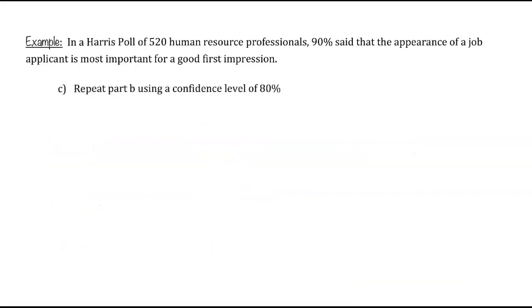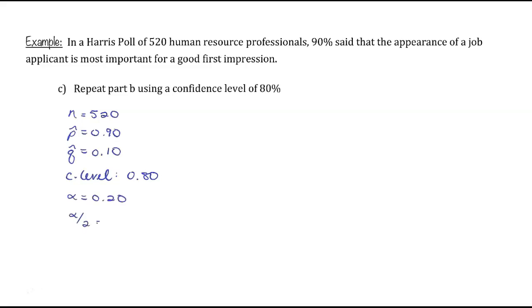Now let's repeat this same process and instead use a confidence level of 80%. Most of our values will be the same. N is still 520, p hat is still 0.90, q hat is still 0.10, but our confidence level is changing to 80%, or 0.80. That leaves 20%, or 0.20, left over for alpha, and alpha over 2 then becomes 0.10.